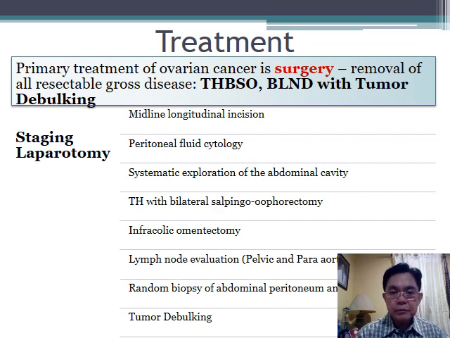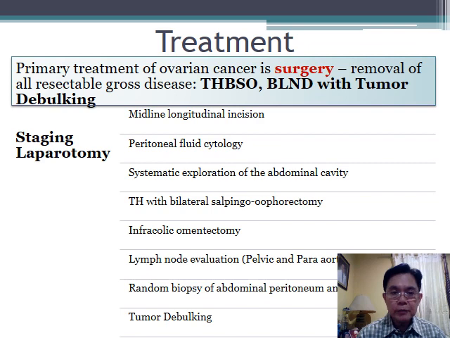If the patient has ascites, then the ascitic fluid will be collected for cytologic evaluation. If the patient does not have ascites, then you instill fluid like your NSS, and again have this examined for cytologic evaluation for presence of cancer cells.